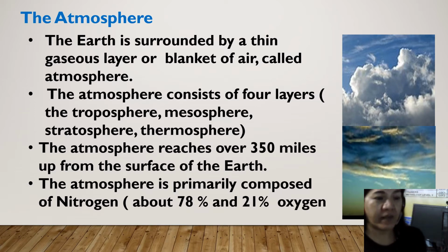Okay. One, we have the atmosphere. So try to look at the picture if you are not familiar with the word atmosphere. But I know you already know what the atmosphere is. The Earth is surrounded by a thin gaseous layer or blanket of air called the atmosphere. So just simply look up, and that is the atmosphere. The atmosphere consists of four layers: the troposphere, mesosphere, stratosphere, and the thermosphere. The clouds are very beautiful, and that is our atmosphere. But if the weather is bad, then you can see our clouds are also dark in color. The atmosphere reaches over 350 miles up from the surface of the Earth.